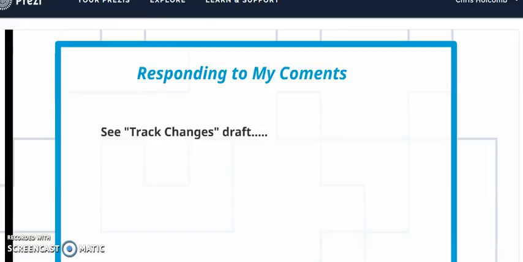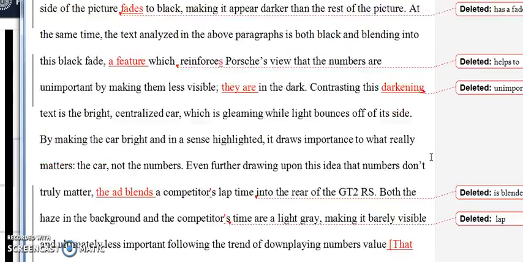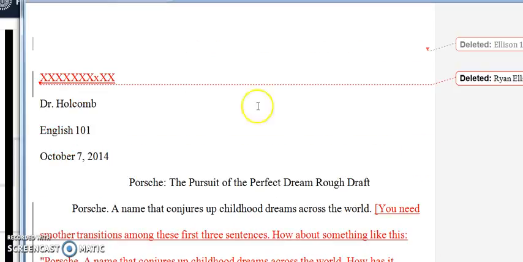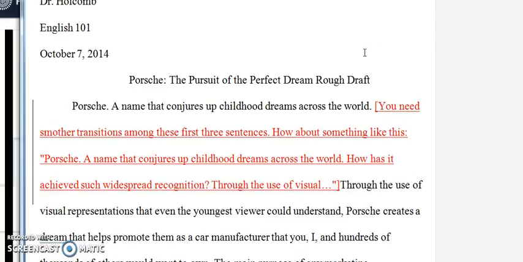Responding to my comments. You've turned in your drafts, and then you've received comments from me through track changes. I just want to spend a few minutes talking about how to work with those commented drafts. Let me go down, and I've got an example from a student in another course I taught. It was a one-on-one course, but it'll illustrate how to work with my track changes.